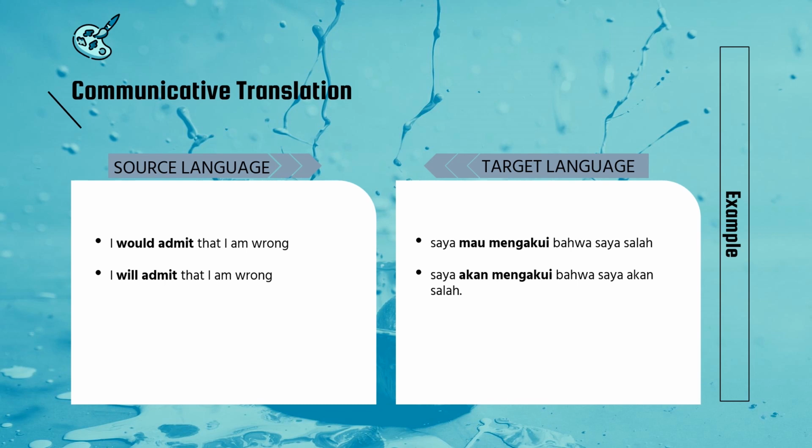And the second example, I will admit that I'm wrong. And the target language is, saya akan mengakui bahwa saya salah. What distinguishes them lies in the use of the words would and will. The word would in the first sentence shows the willingness to do something, while the word will in the second sentence only shows an activity that will be carried out by the subject of the sentence.